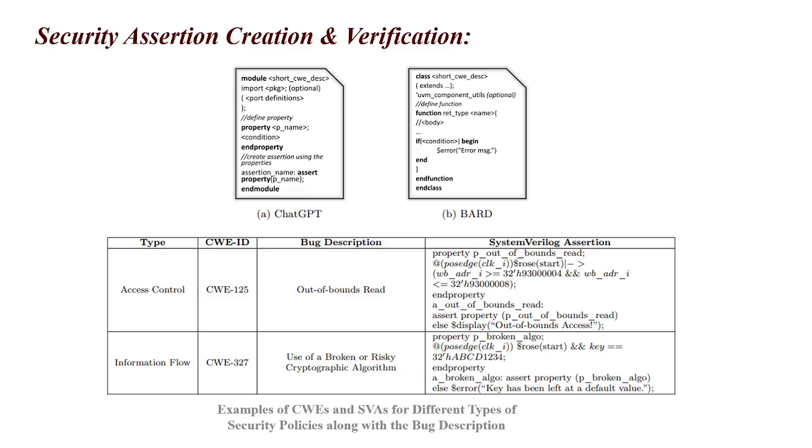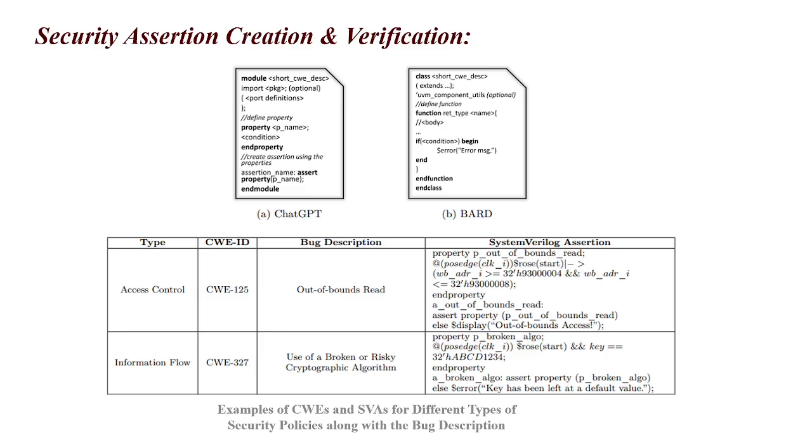Now, normally we have to write assertions manually, but what this DIVAS framework does is it uses LLMs like ChatGPT and BARD to write assertions. Now, if you look at the top part of the slide, you will see two example templates. On the left, ChatGPT generates a clean and reusable Verilog module with a property block and an assert statement. This is the format which was adopted in the paper.